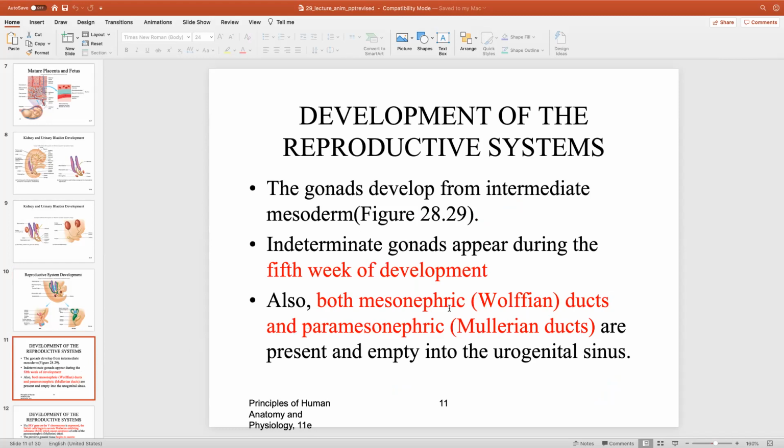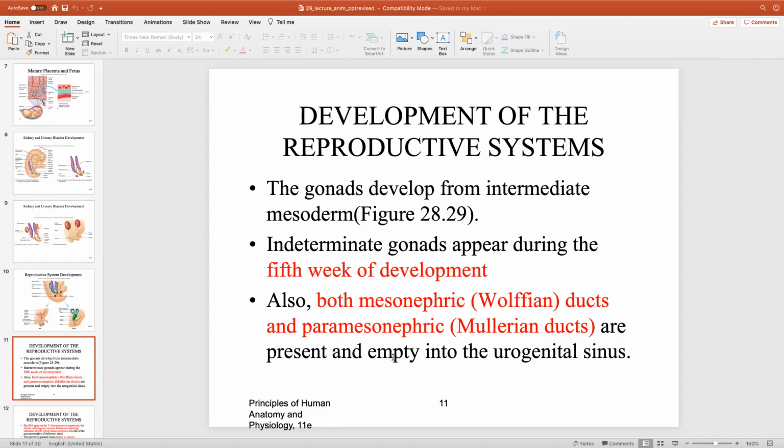Remember, Wolffian ducts, mesonephric. Müllerian ducts, paramesonephric. Both are present, even though you are either XY and have testes, or XX and have ovaries, right? Now, this is good because eventually, if we have ovaries, we're going to have female ducts. If we have testes, we're going to have the male ducts. The problem becomes if there's an issue in utero.